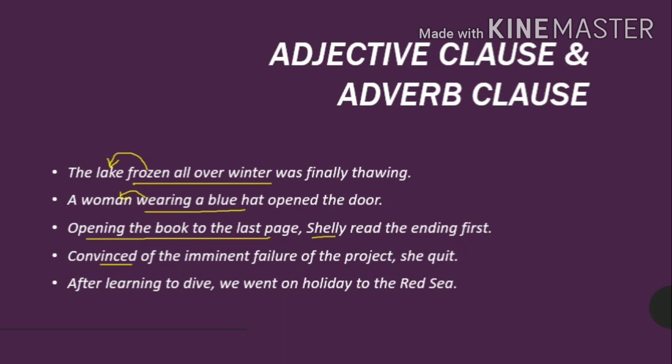And look at this: she quit. What is the reason? Why did she quit? It's because she was convinced of the imminent failure of the project. After learning to dive, we went on holiday to the Red Sea. When did we go actually? After learning to dive. So we use a conjunction also here, that sometimes happens. After learning to dive, this is again talking about the subject we.